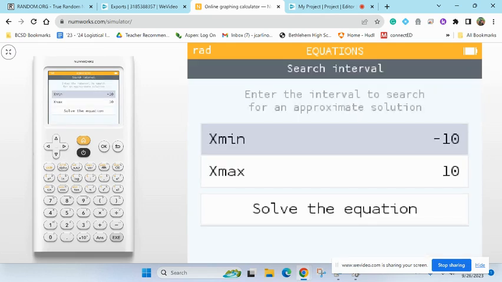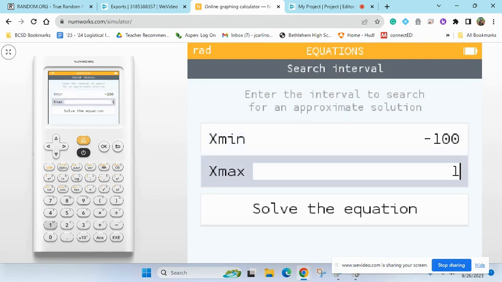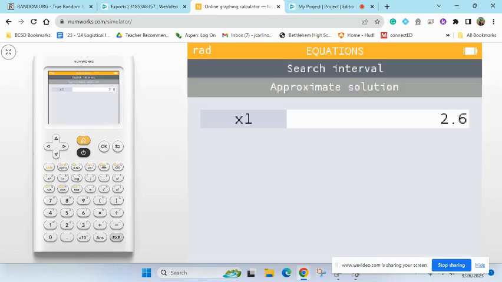It says give me a range to solve it from. Yep. Give me a range to solve it from. I always go from negative 100 to 100 because I highly doubt that the answers are going to be any smaller or bigger than that. And then solve the equation. 2.6, which is the fraction equivalent.